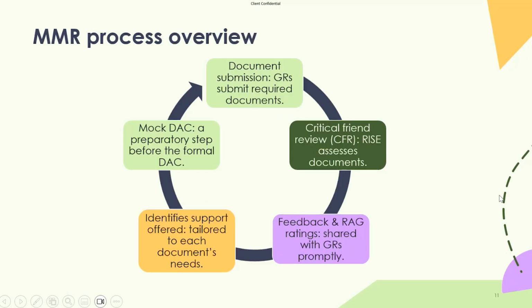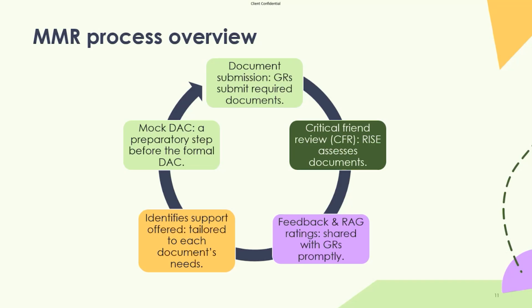So as part of the MMR process review, going into a bit more detail, once the documents are submitted by the grant recipient, RISE assesses the documents. We share feedback and RAG ratings, which are purely red, amber, green ratings, along similar lines to what the department would share once they have conducted the final DAC. Alongside these RAG ratings, we also share additional feedback, which can typically include examples of what we would recommend GRs incorporate into their documents to actually increase the RAG rating of their documents.